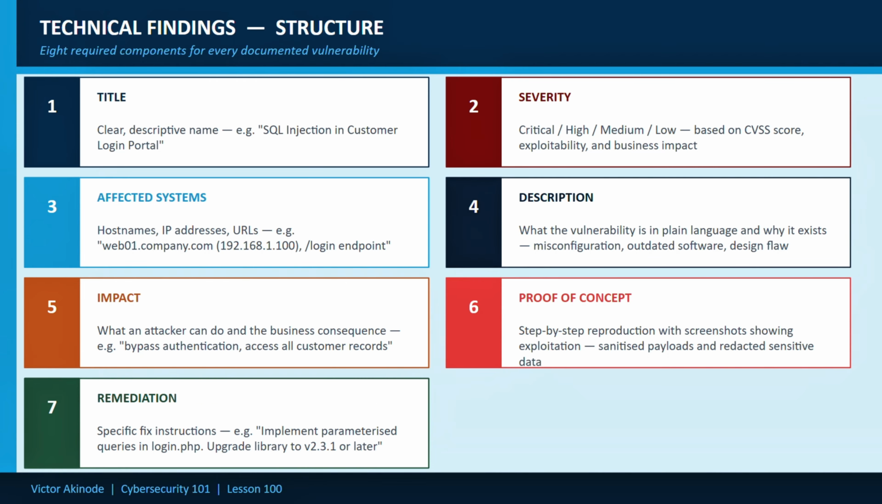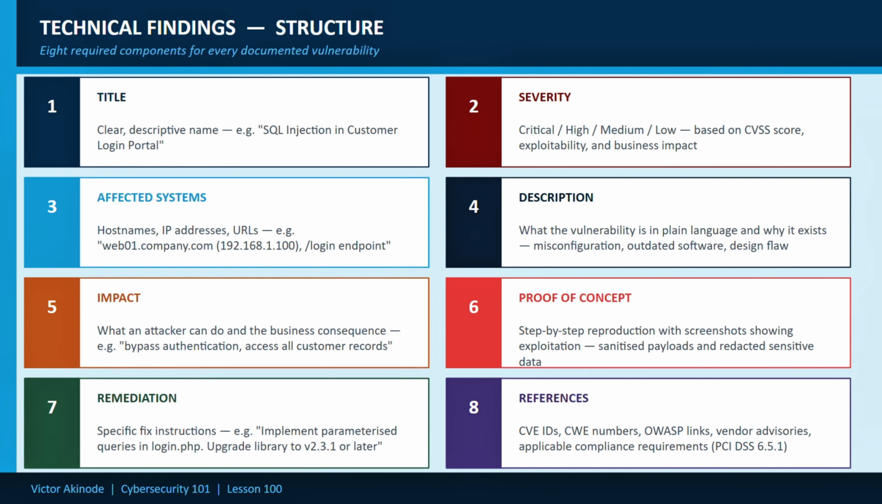Number 7 is remediation. Here, you are going to give specific fix instructions. Example could be implement parameterized queries, also called prepared statements, in login.php, or something like upgrade to library version 2.3.1 or later. Number 8 is references, and here you should add CVE IDs, CWE numbers, OWASP links, vendor advisories, and relevant industry standards like PCI DSS requirement 6.5.1.